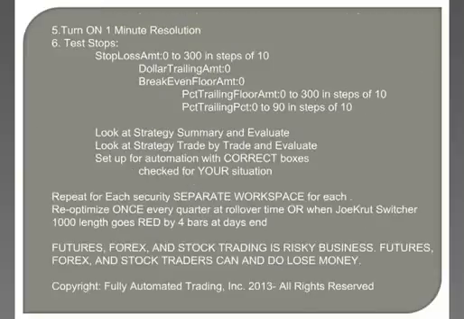Then you can turn on the 1-minute resolution and test for stops and test for trailing stops. Once that's done, you want to look at your strategy summary and evaluate, and look at your trade by trade and see if you can stand what happens, and then set up your automation with the correct boxes checked for your situation. Repeat for each security on a separate workspace for each.